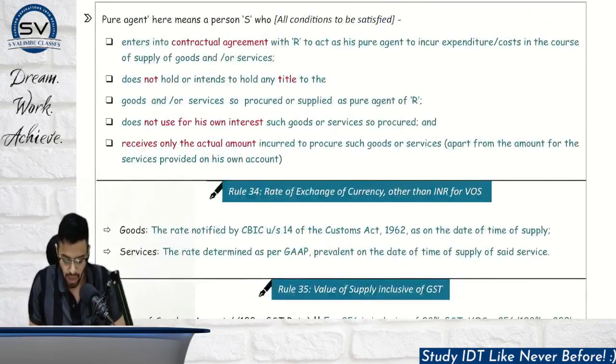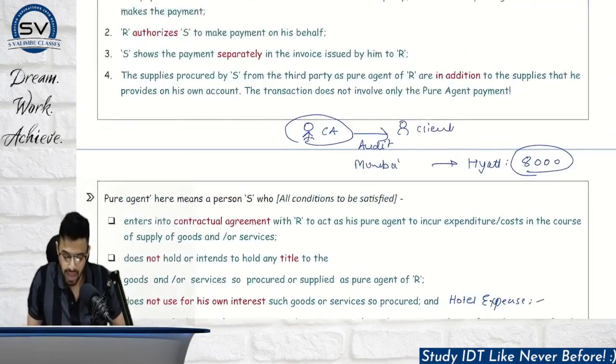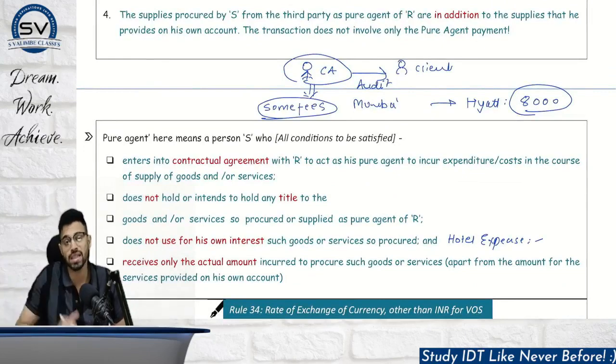Now read this: the supplier does not use for his own interest such goods or services so procured. So for example, hotel fees and hotel related expenses are used for the interest of the CA. But let's say the CA paid some fees to ROC which is reimbursed later. Can this be counted as a pure agent amount? The answer is yes, because the benefit is derived by the client, not by the CA.